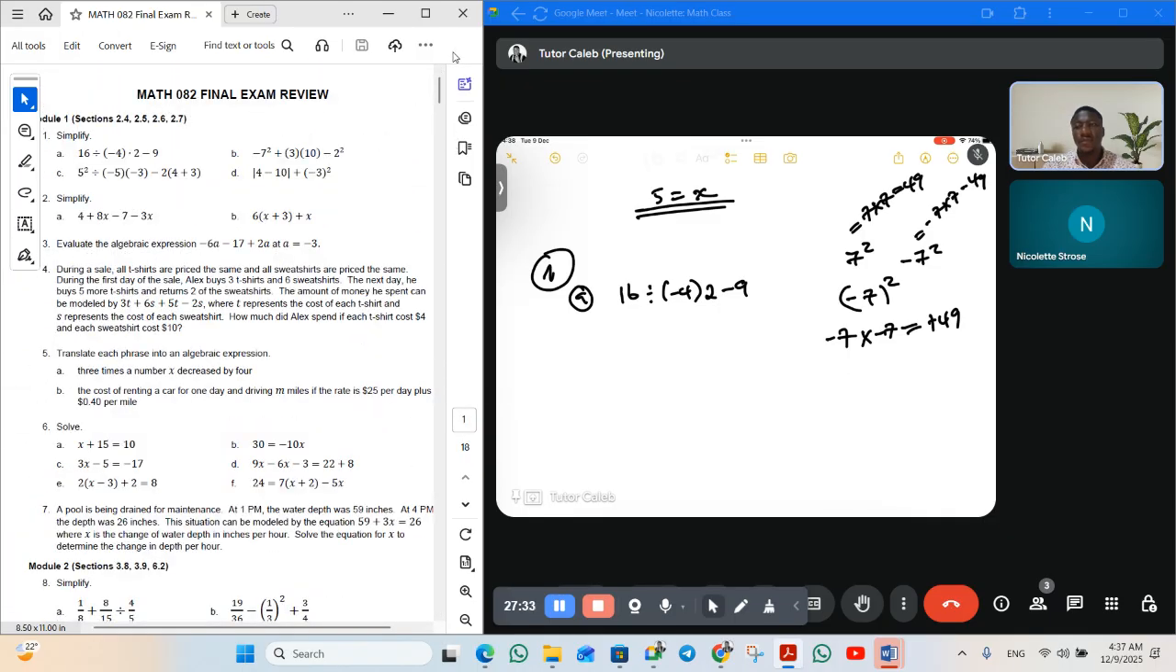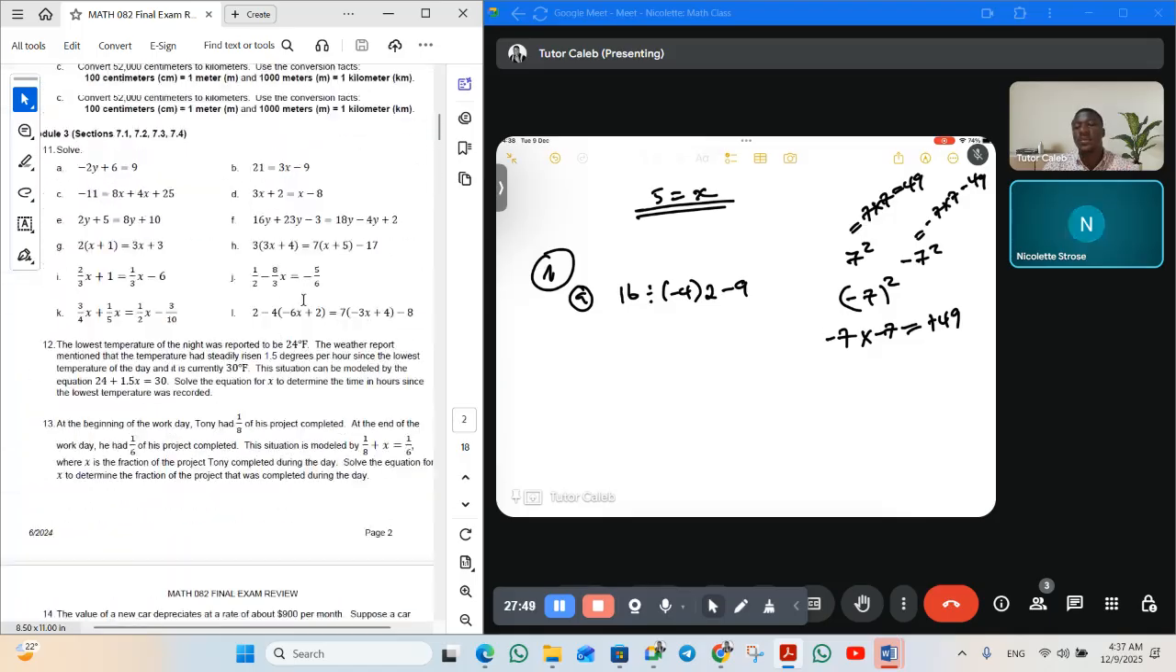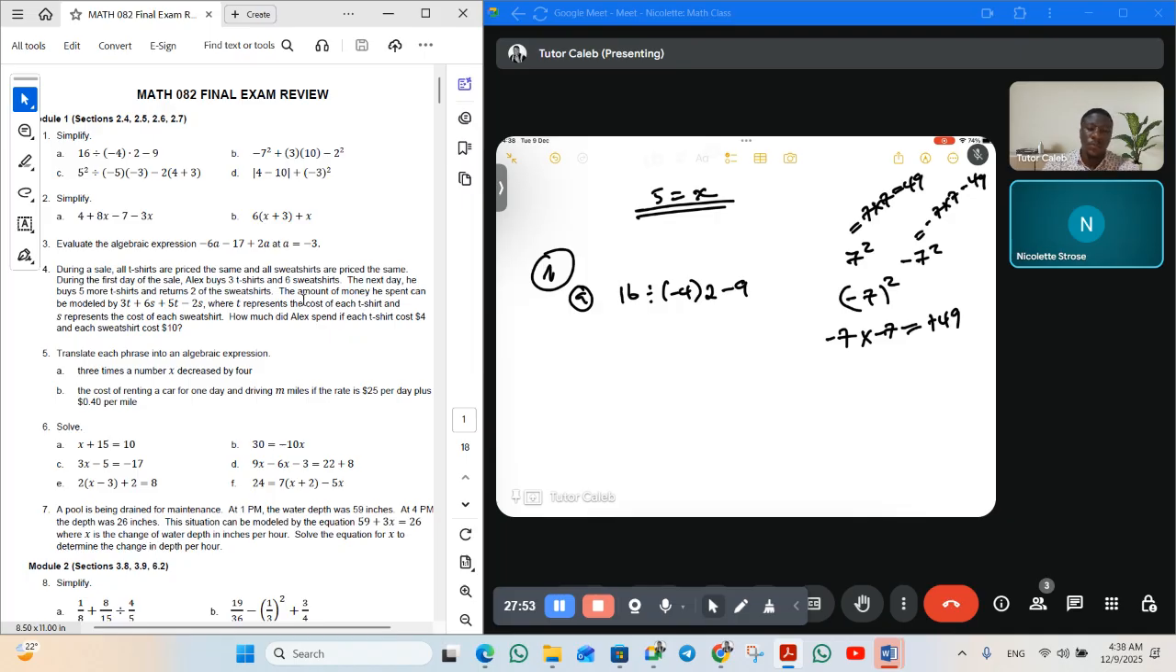Do C with your calculator. Then I have something to say about D. 5 squared divided by negative 5, negative 3, minus 2, 4. I got negative 37 over 3.